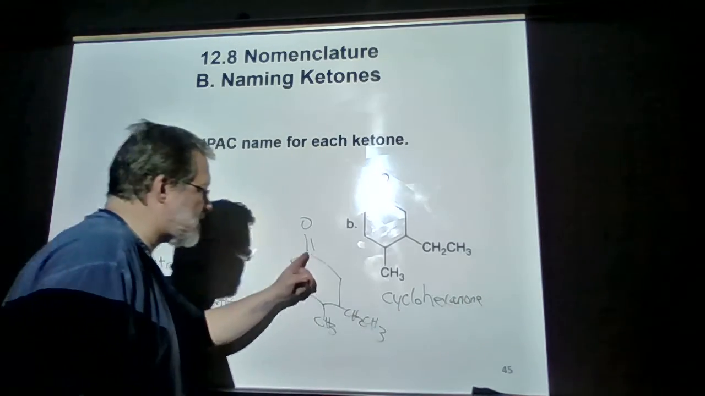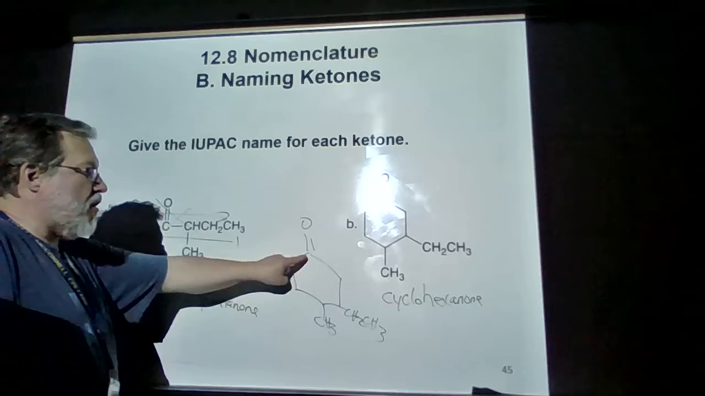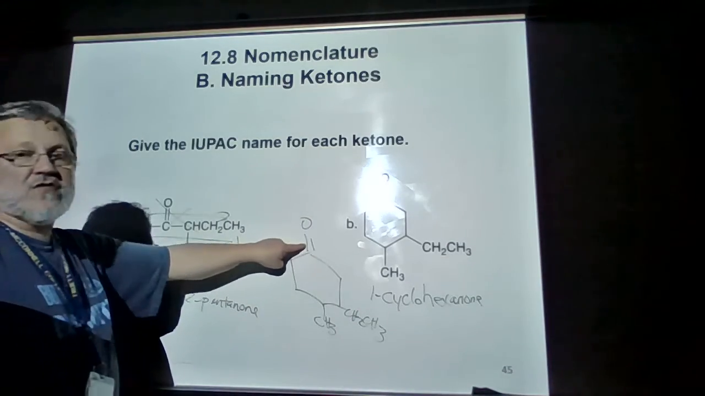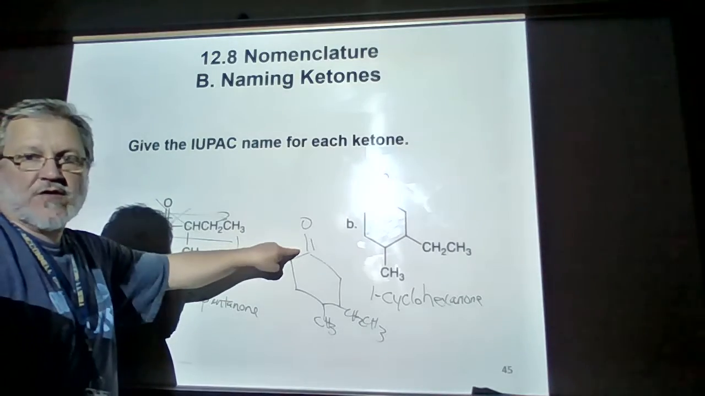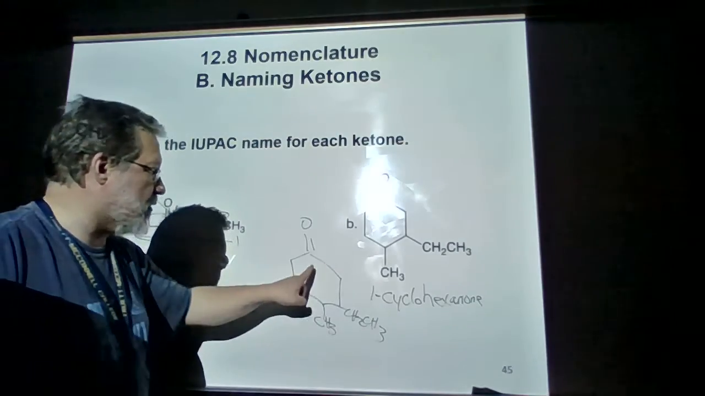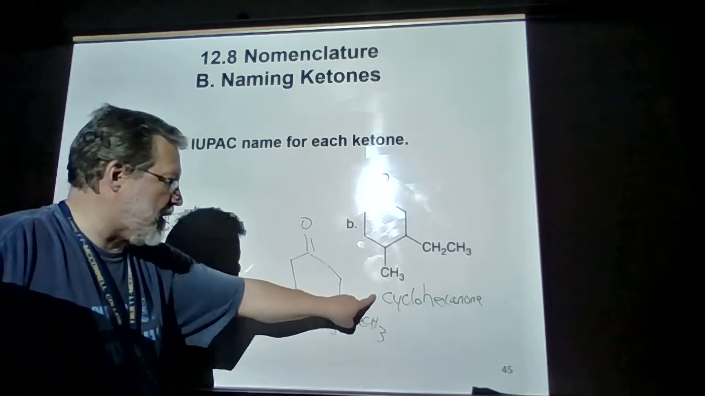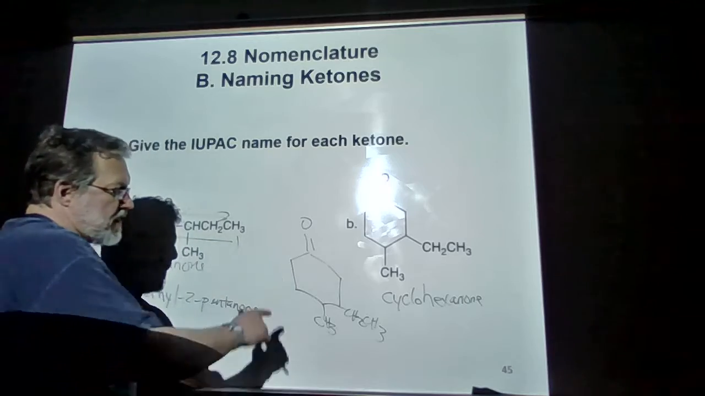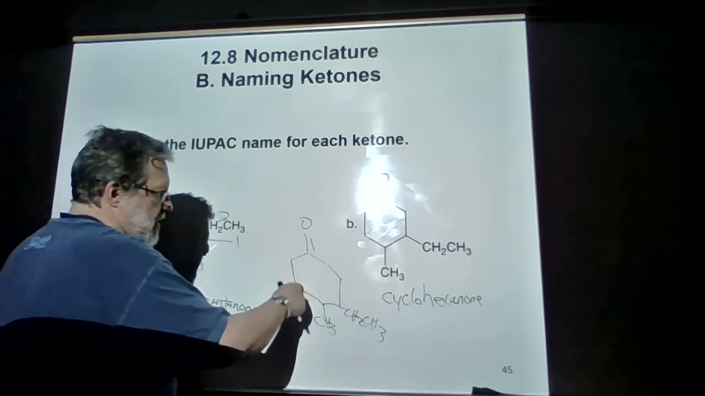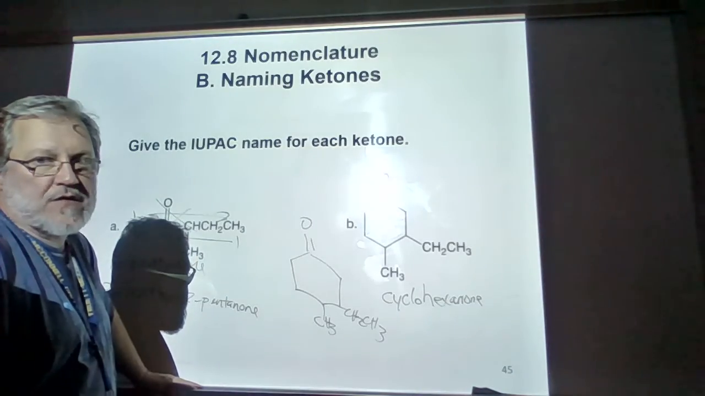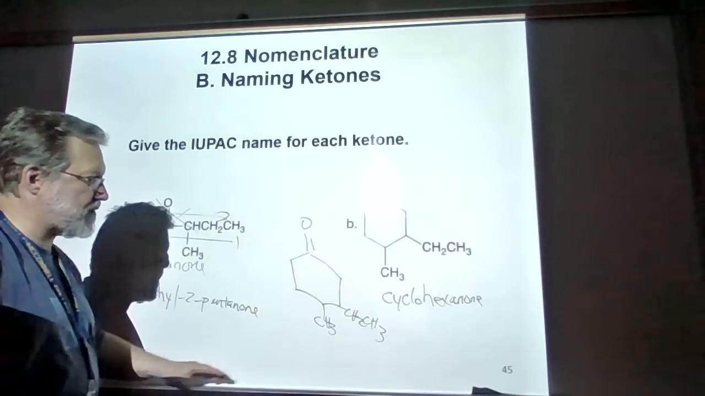So this is cyclohexanone. We don't need to say 1-cyclohexanone because this is always given the priority group. So this is always at C1. So we don't need to write 1-cyclohexanone. The carbonyl is always at 1. Then we number around the ring, either counterclockwise or clockwise. That gets us the lowest numbering sequence to our substituents.